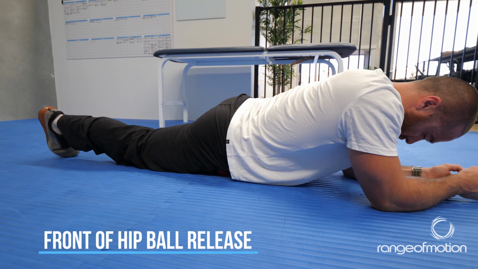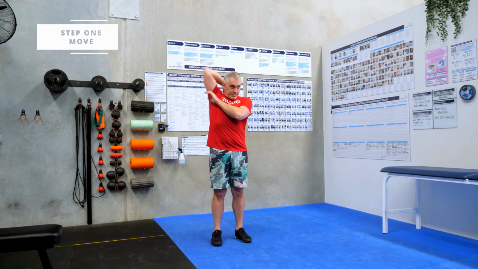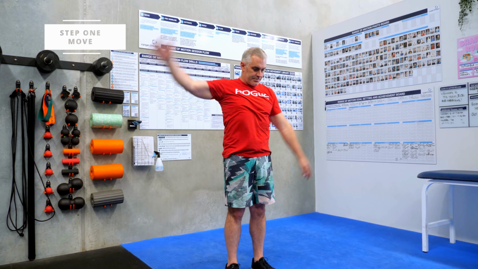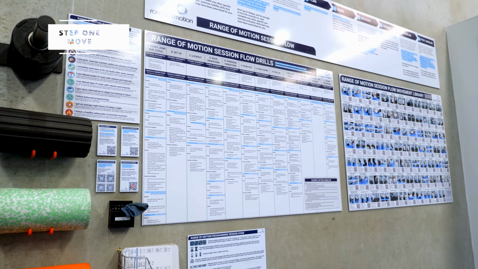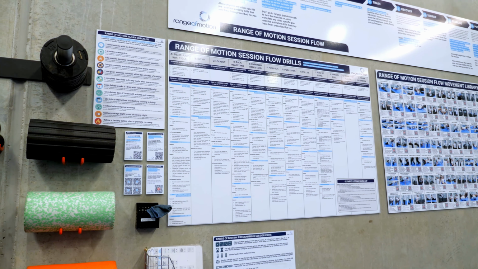So the first step on our Range of Motion session flow is move, where we prepare your muscles and your joints for the ranges of movement that they're going to perform for that day. And you'll choose a minimum of 2 of the dynamic movement drills from each column in your session.